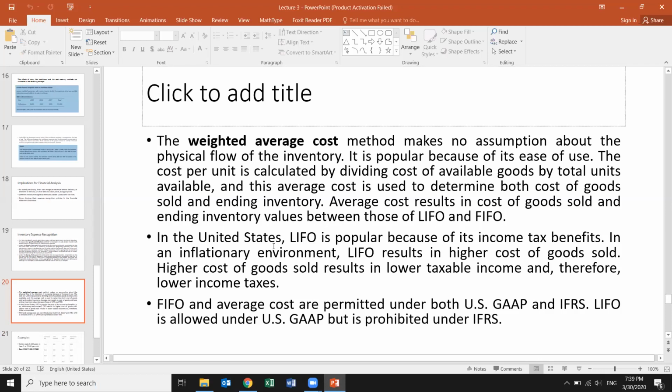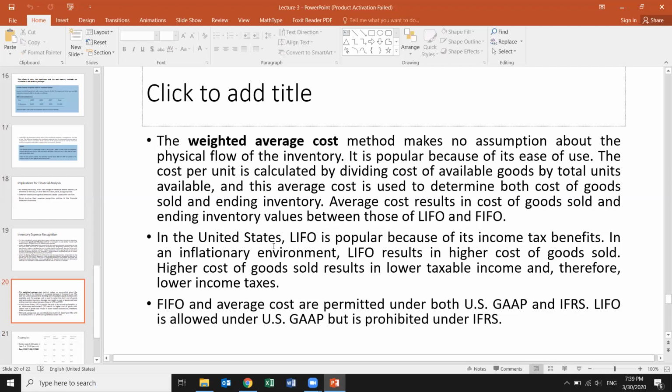With some notation here, I want you to keep in mind that in the United States LIFO is very popular, and it is popular because of the income tax benefits. As we know, any products are exposed to inflation.